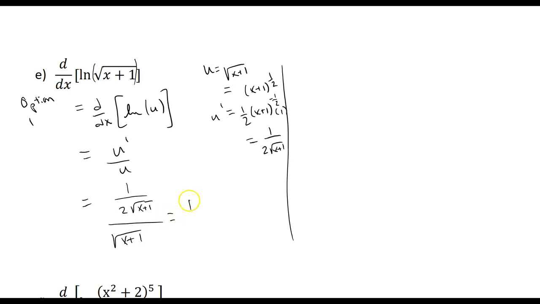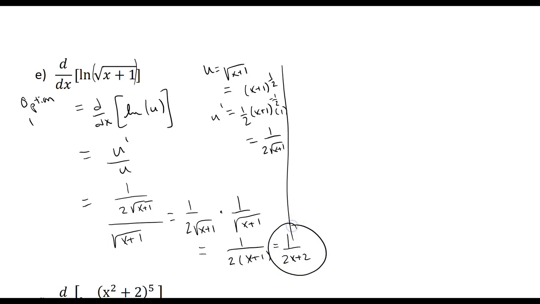Or if you do the whole keep, change, flip thing, I would multiply by 1 over the square root of x plus 1. And when you multiply a square root times a square root and you've got the same input into both of them, it just becomes x plus 1. So I get my answer as 1 over 2x plus 2. So that's one option.